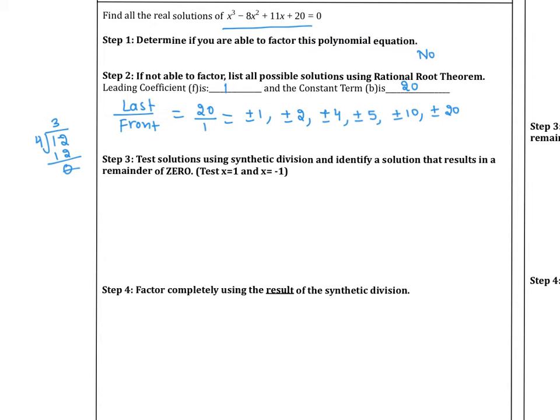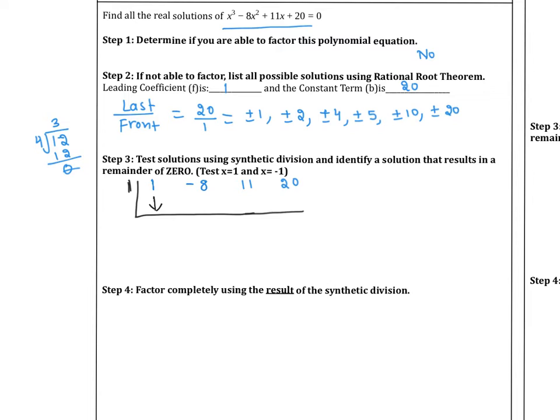So we are always going to start from the lowest number, which is going to be 1 or negative 1. We'll start with number 1 and divide this polynomial. Here we are going to write the coefficients of the polynomial: 1, negative 8, 11, and 20. And we are going to divide with 1. So bring down the 1 as it is.